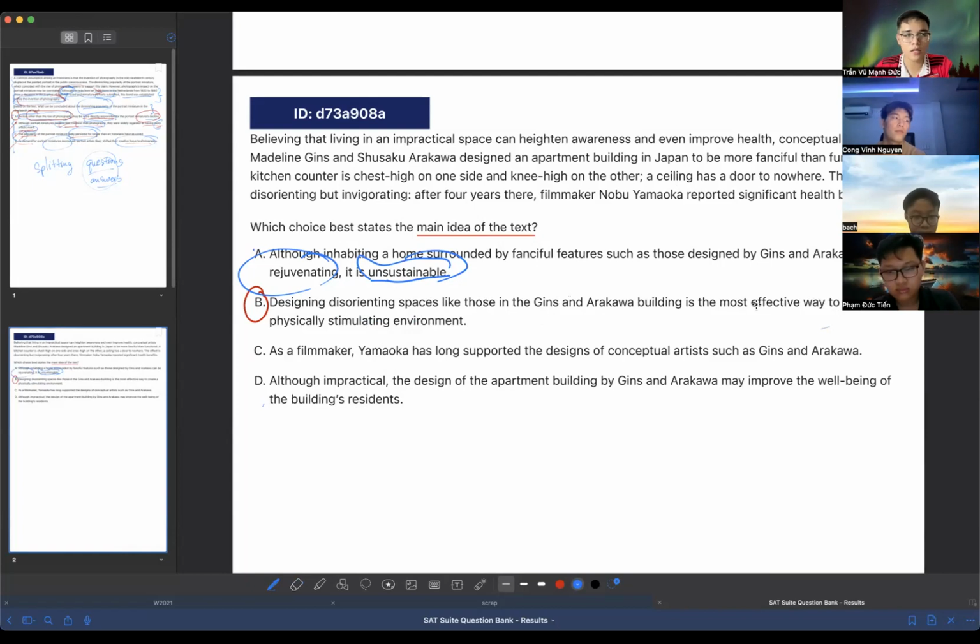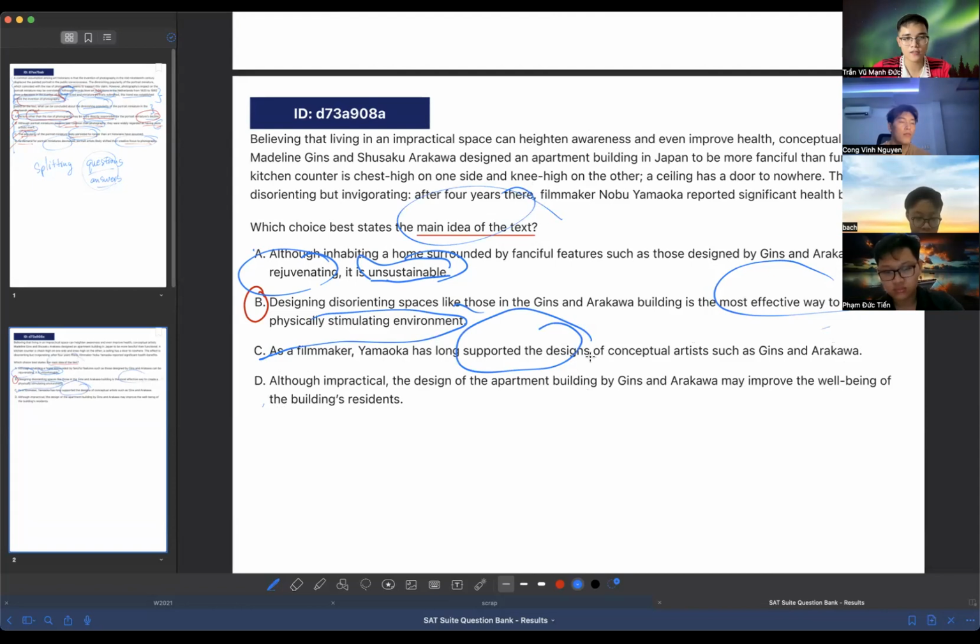You don't always need to have two clauses. You can choose the one most important clause, in this case, most effective way to create a physically stimulating environment. The main idea of the text, remember, what is the main idea of the text? It is talking about how a strange place can enhance personal well-being. And see, look, as a filmmaker, Yao Maka has long supported the designs of conceptual artists such as Jin and Arakawa. Supported the design is the key here.